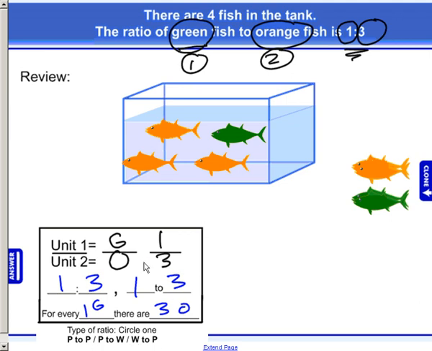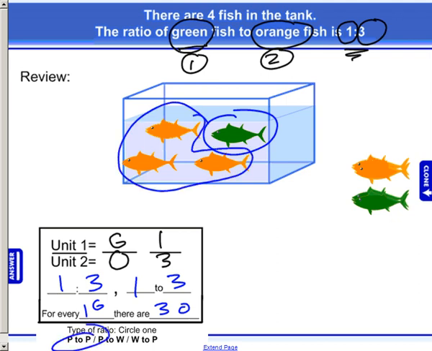What type of ratio is this? We're comparing part of the fish, the green ones, to another part of the fish tank, which are orange. So that is a part-to-part ratio.